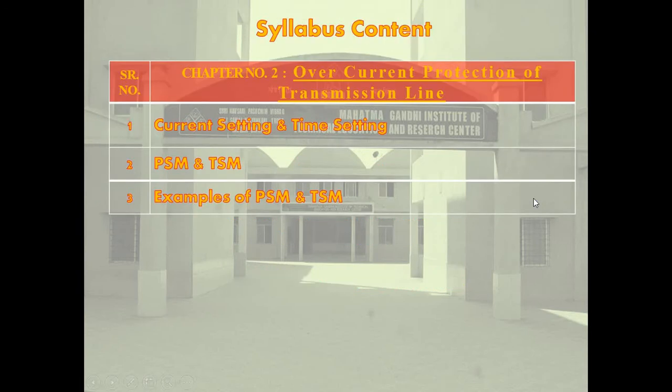Okay, syllabus content. Chapter number 2, Overcurrent Protection of Transmission Line. Topic is current setting and time setting, then PSM and TSM, and examples of PSM and TSM.